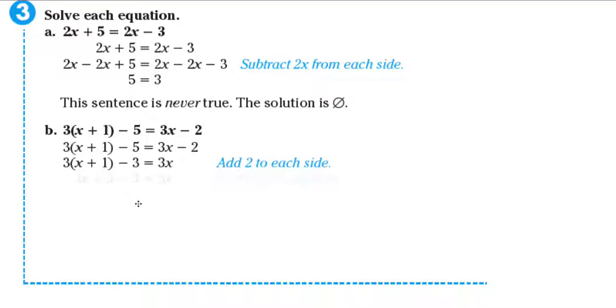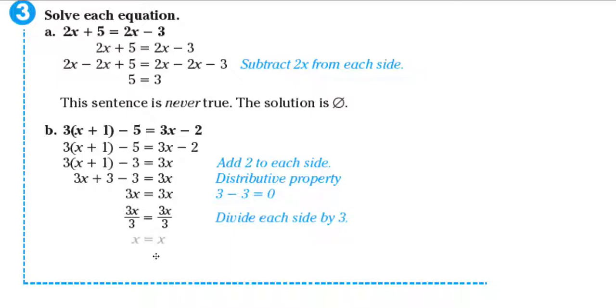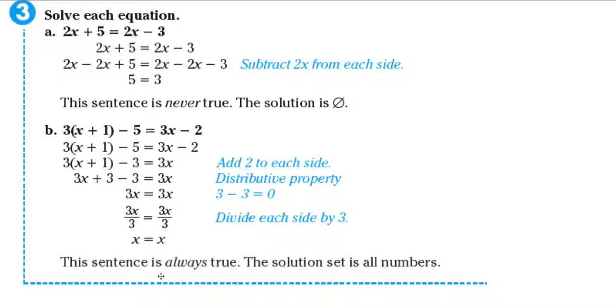Okay, and then you use the distributive property, you now have 3x plus 3 minus 3 equals 3x, and you end up with 3x equals 3x, which will always be equal, the same any time. So basically, to be able to solve for x, we divide both sides by 3, and end up with x equals x. When you end up with this type of equation, the sentence will always be true. So that means any number that you substitute to x will make this equation true every single time. So that means the solution set will be all numbers.